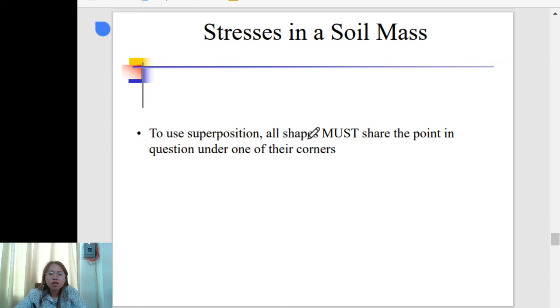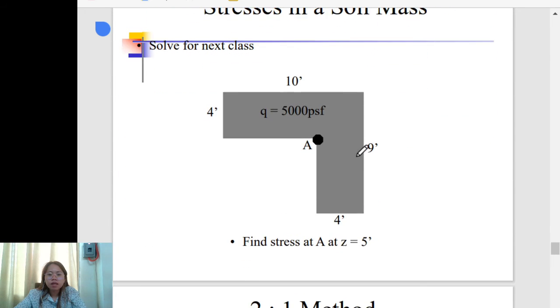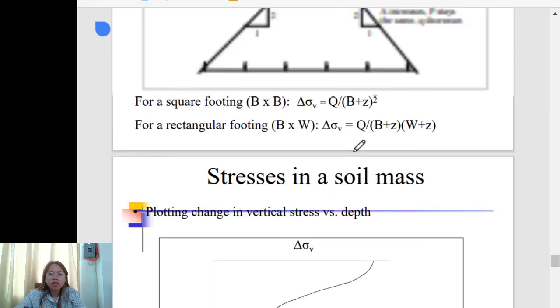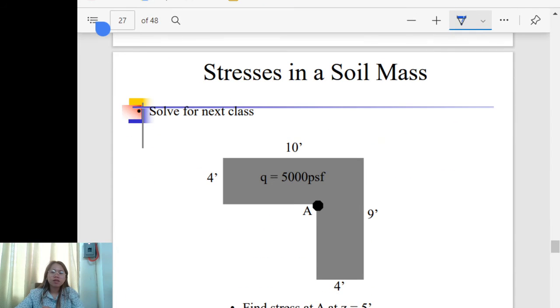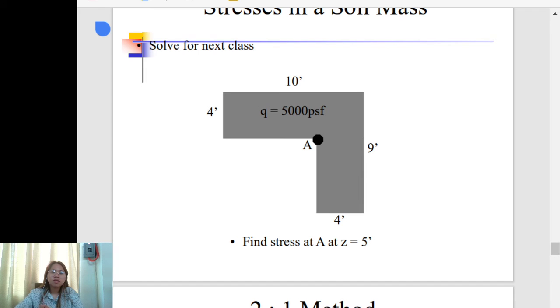To use superposition, all shapes must share the point in question under one of their corners. Solve for the next class. This is another example. Kindly solve this one in practice. Solve by yourself.